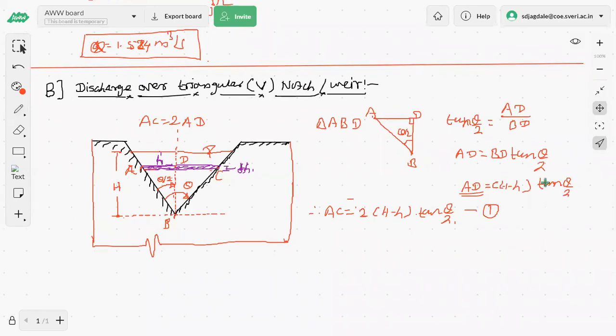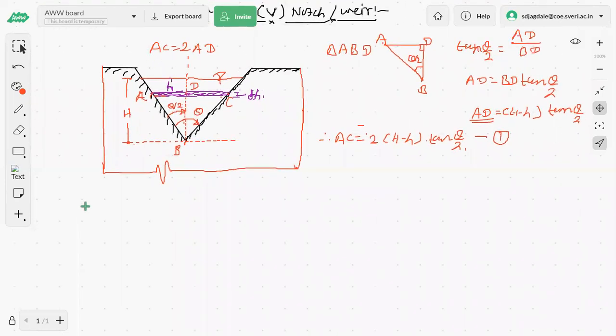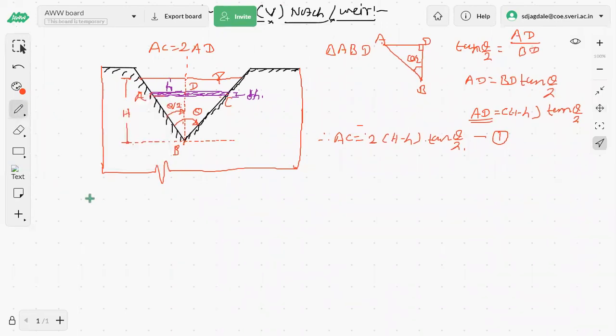Then we have to calculate the discharge passing through this V notch. That means we have to consider firstly the discharge passing through this elemental strip. So firstly I am considering the discharge passing through this elemental strip as dQ, which is equal to dA into V. dA will be the area of this strip and V will be the average velocity. So dA will be once again, what will be the area dA?